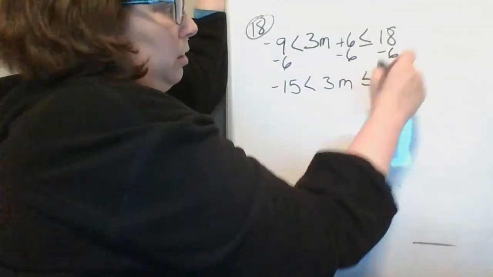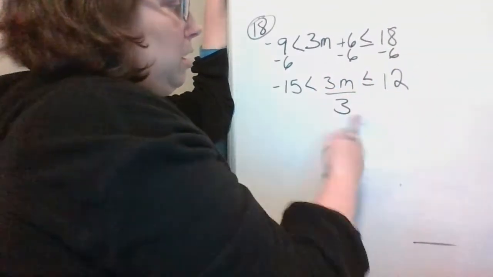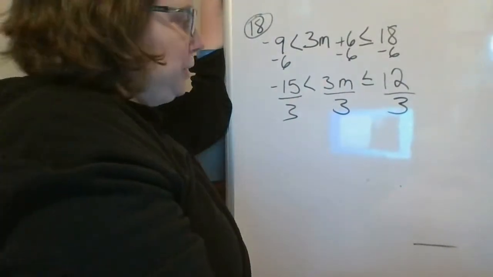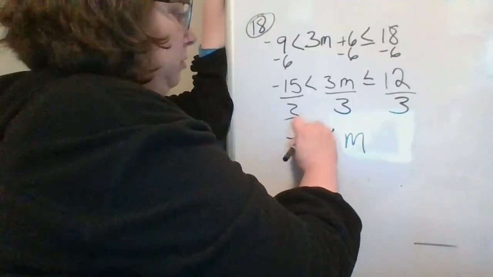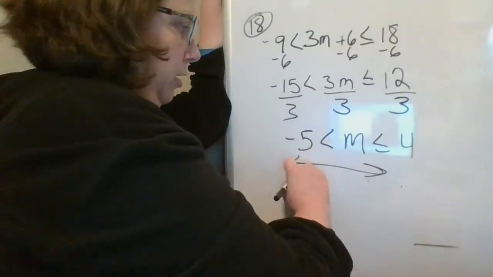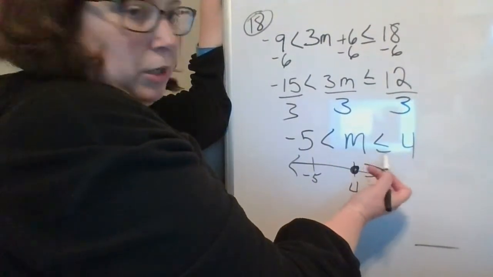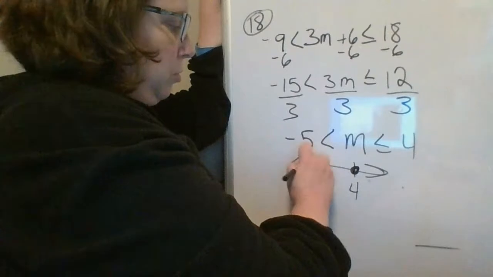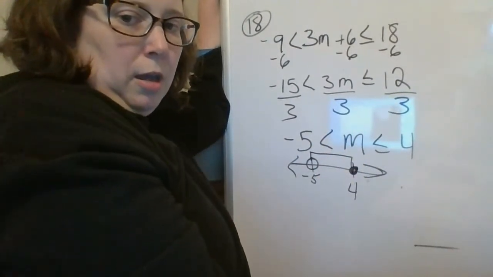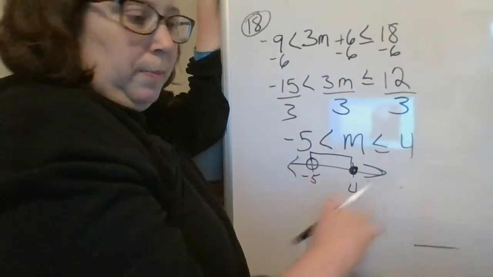Always remembering SADS and SPUN when you're working with these negative numbers. When we divide by 3, just remember to divide every term by 3. And there's our solution set. If we go ahead and graph this, this would be a closed circle because we have the or equal to, and this would be an open circle, and this is an and, so it's going to look like that. M is greater than -5, and M is less than or equal to 4.